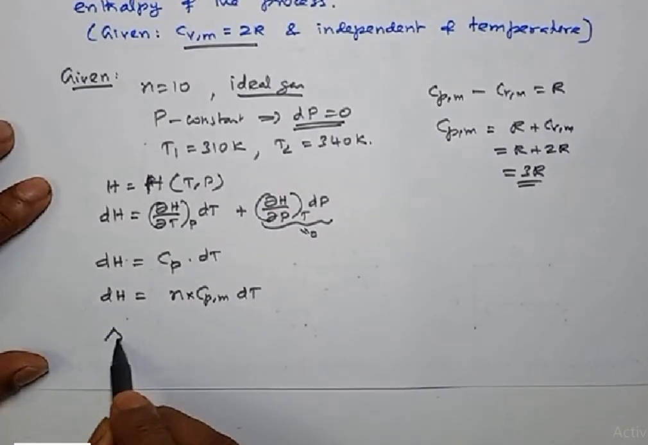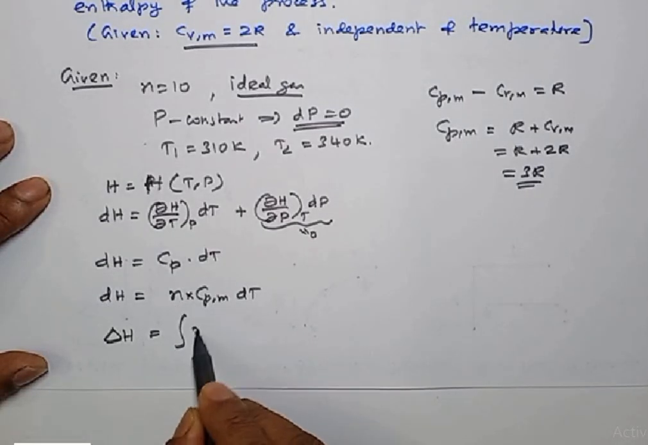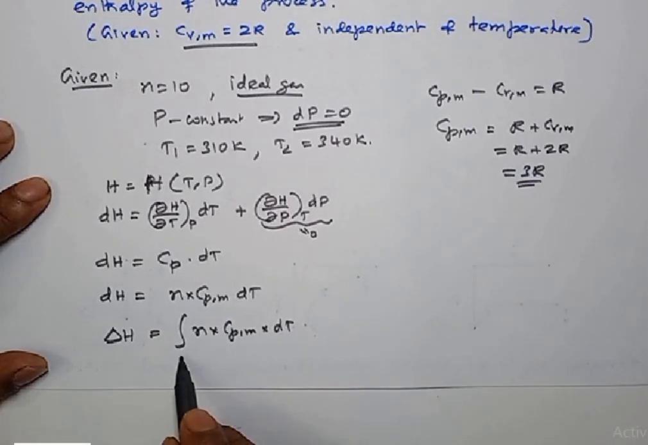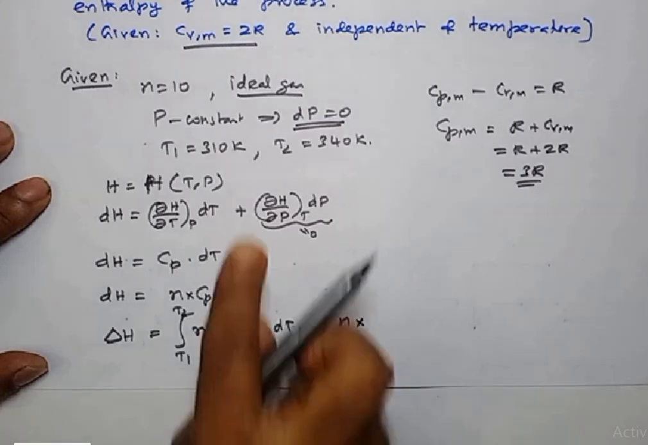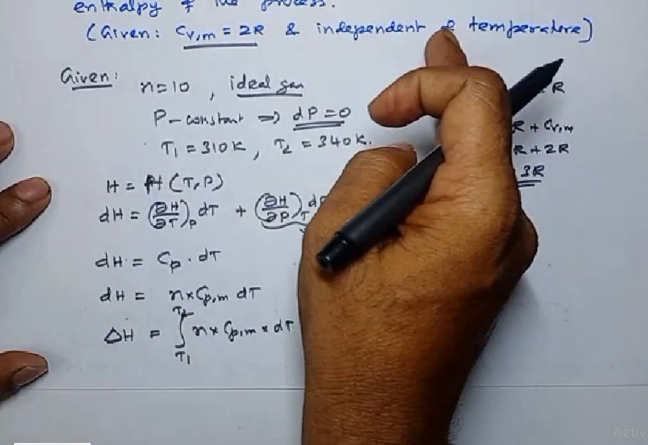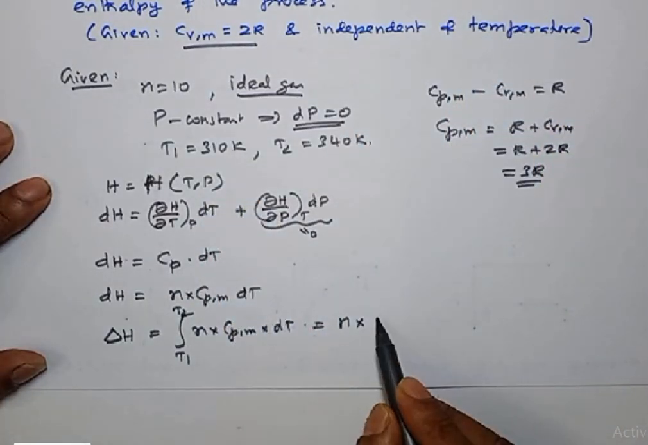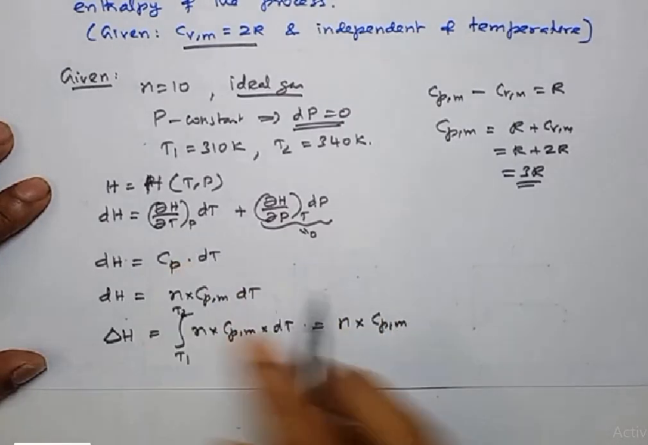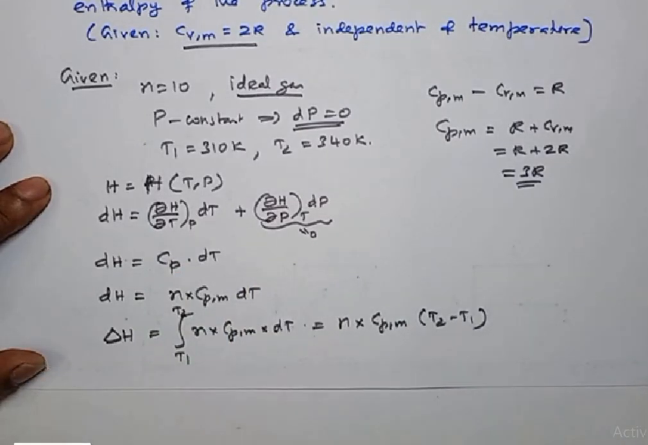For a finite change, you have to integrate. So integrate both sides. Integral of n into Cpm into dT, initial temperature T1, final temperature T2. The number of moles is constant. Listen, if Cvm is independent of temperature, Cpm must also be independent of temperature in the case of an ideal gas. Then integral dT is nothing but T, upper limit T2, lower limit T1, so T2 minus T1. This will give you the change in enthalpy of the gas.